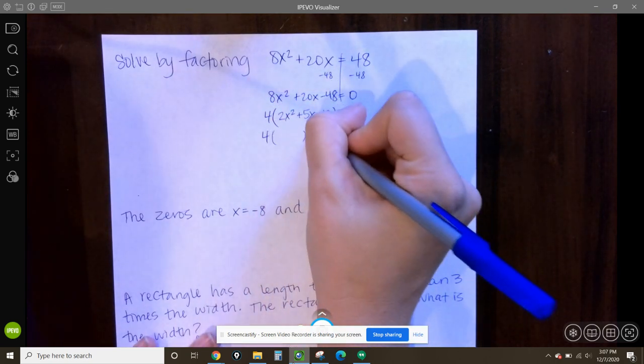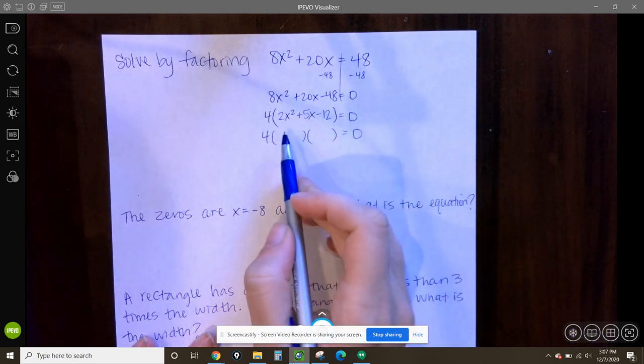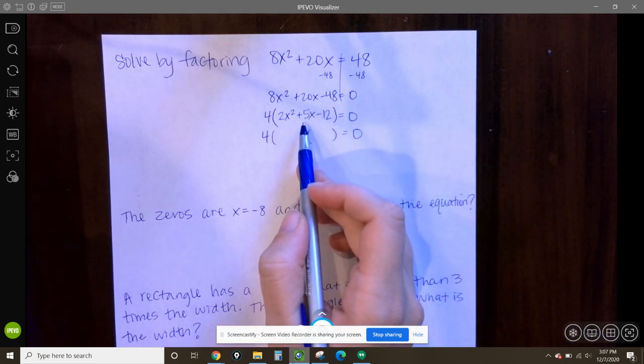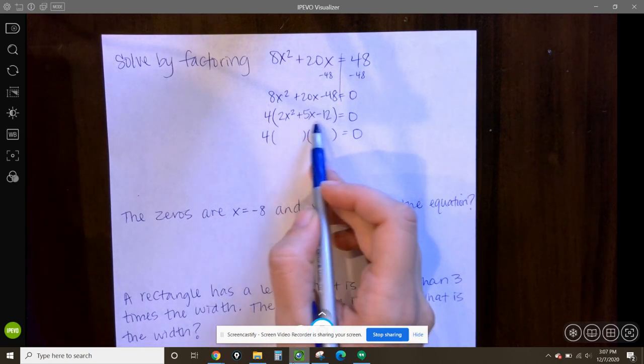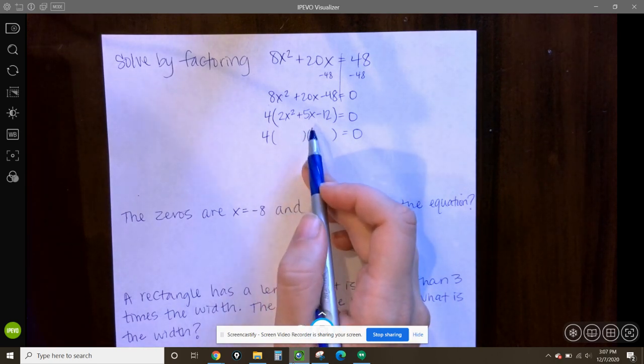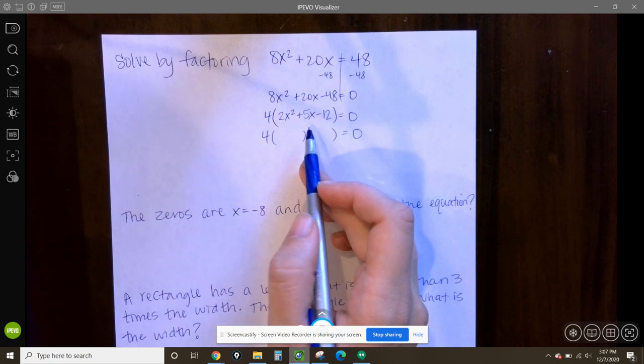So I'm going to have 2 sets of parentheses. So there's so many different ways you can factor, and we've learned these in the previous lessons. So if you need help with actual factoring, let me know. I'm going to go through the factoring part kind of quickly because that's not what this lesson was actually about.